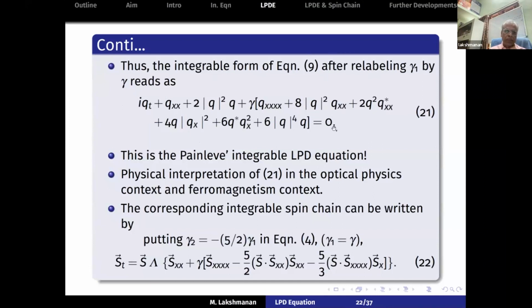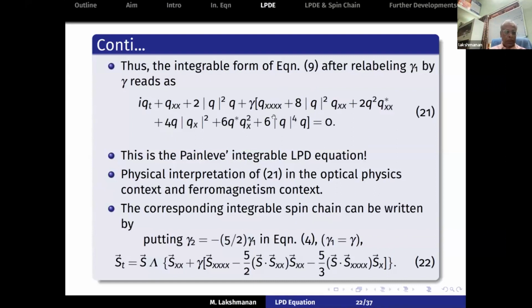And this equal to 0. So now this equation is one that finds a lot of interest in optical physics. One can identify this second derivative term as corresponding to group velocity dispersion, higher order dispersion, self-steepening, self-frequency shift, and quintic interaction. Similarly, from the ferromagnetic point of view, one can identify this as a dynamical balance for an alpha helical protein, for example, due to resonance interaction and so on.